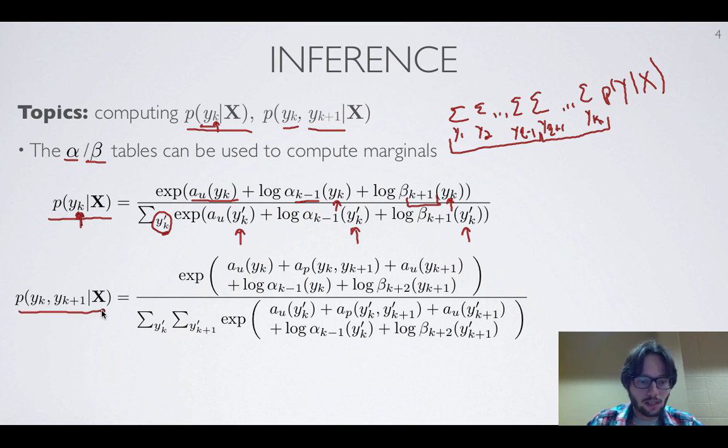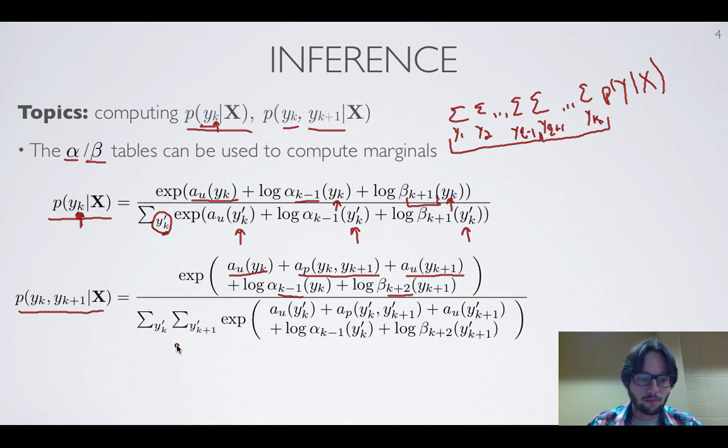And similarly, using the same reasoning, if we want the probability of the kth label and the k plus 1th label taking values yk and yk plus 1, then that expression is the exponential of the unary factor for position k, also the unary factor for position k plus 1, plus the pairwise factor that expresses a preference between the label positions k and k plus 1. And then plus the summation of everything to the left, from position 1 to k minus 1, and everything to the right, from position k plus 2 till the end, position capital K.